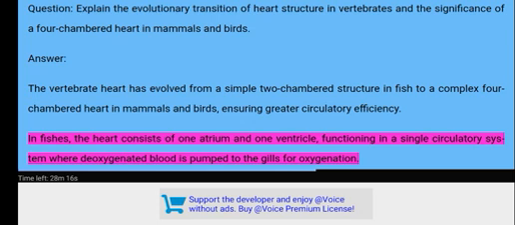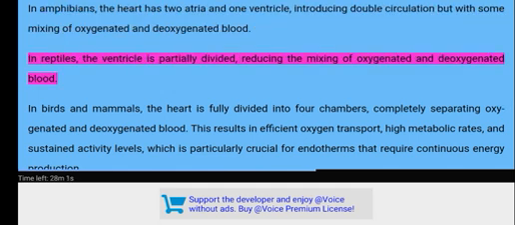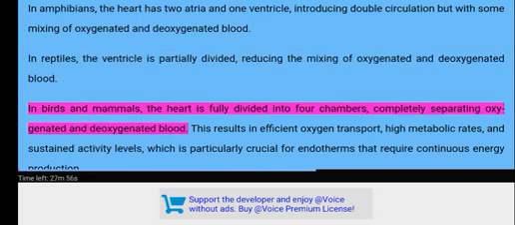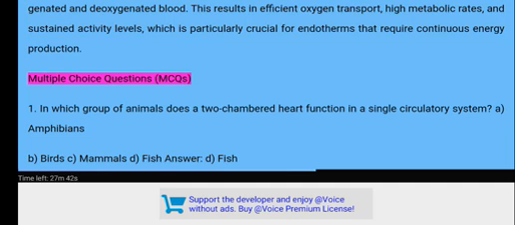In fishes, the heart consists of 1 atrium and 1 ventricle, functioning in a single circulatory system where deoxygenated blood is pumped to the gills for oxygenation. In amphibians, the heart has 2 atria and 1 ventricle, introducing double circulation but with some mixing of oxygenated and deoxygenated blood. In reptiles, the ventricle is partially divided, reducing the mixing of oxygenated and deoxygenated blood. In birds and mammals, the heart is fully divided into 4 chambers, completely separating oxygenated and deoxygenated blood. This results in efficient oxygen transport, high metabolic rates, and sustained activity levels, which is particularly crucial for endotherms that require continuous energy production. Multiple choice questions, MCQs.